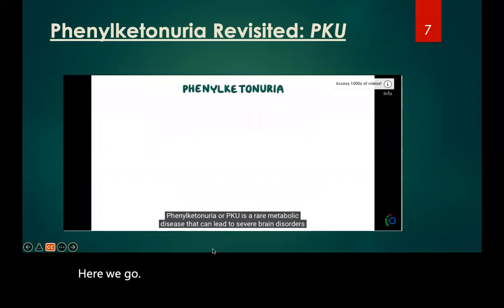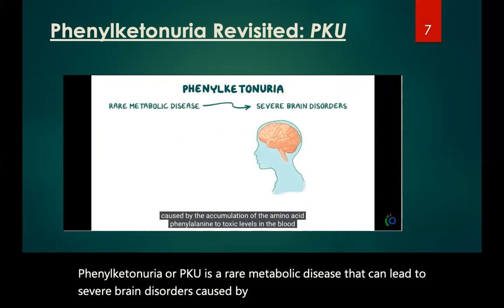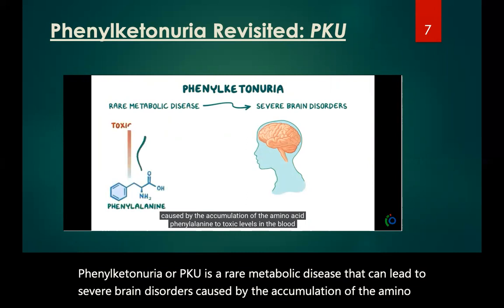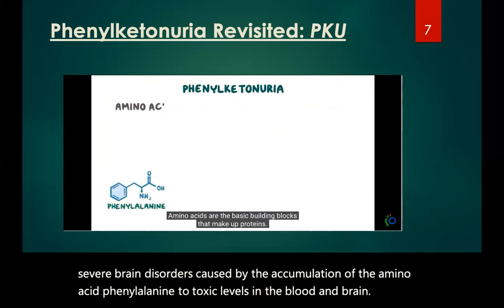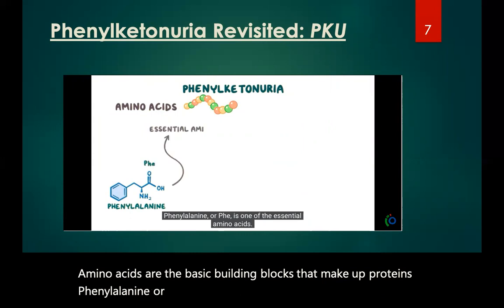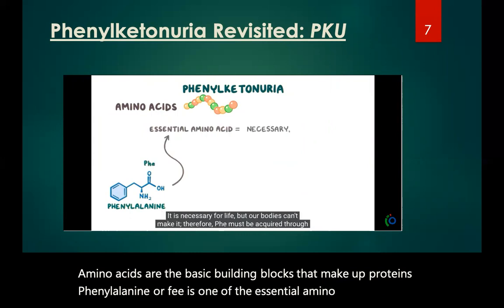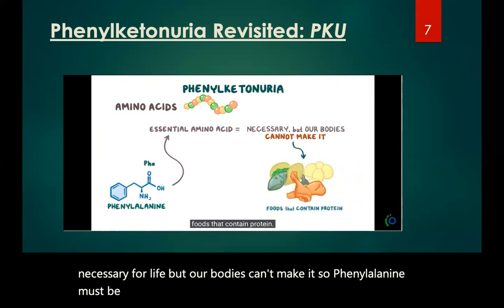Phenylketonuria, or PKU, is a rare metabolic disease that can lead to severe brain disorders caused by the accumulation of the amino acid phenylalanine to toxic levels in the blood and brain. Amino acids are the basic building blocks that make up proteins. Phenylalanine, or Phe, is one of the essential amino acids. It's necessary for life, but our bodies can't make it. So, phenylalanine must be acquired through foods that contain protein.